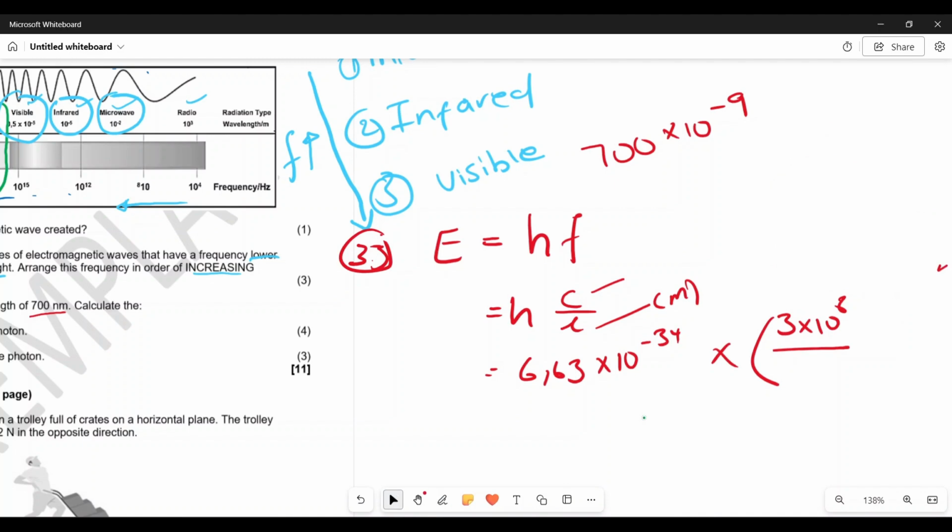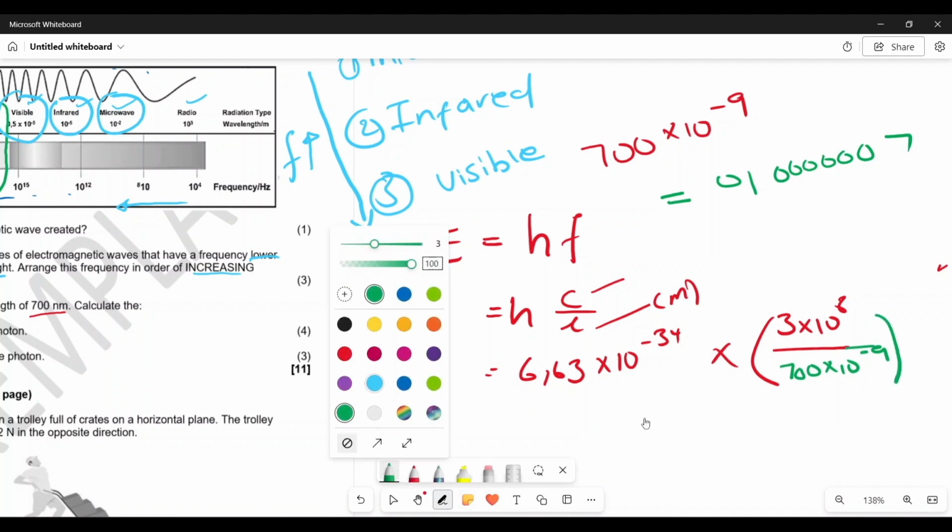700 multiplied by 10 to the power negative 9, punching it into your calculator, you would get 0, then I think there are 6 zeros, and 7 at the last. You can also substitute it here, or you could substitute 700 multiplied by 10 to the power negative 9. Now it's important not to round off until you get to your final answer. The only time we round off is at the final answer.